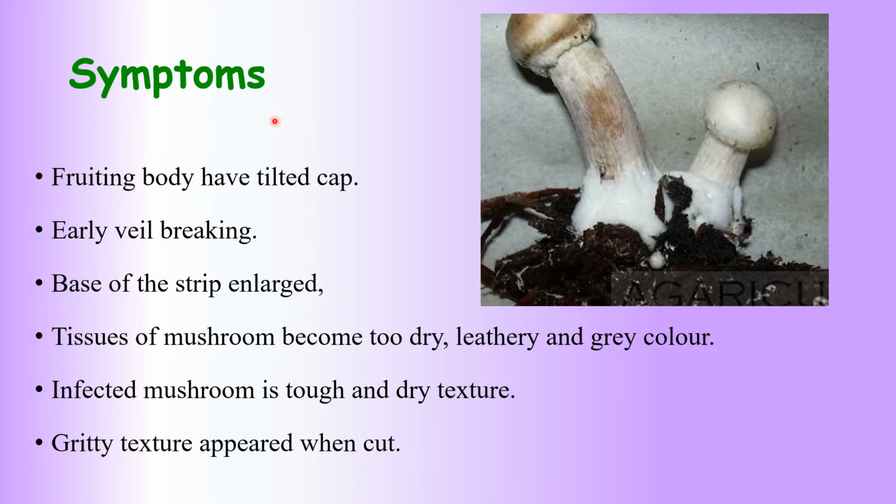And these are the symptoms of mummy disease. The fruiting body has a tilted cap, early veil breaking, and the base of the stipe is enlarged. The tissues of the mushroom become too dry, leathery and gray in color. The infected mushroom has a very tough and dry texture when we touch it, and it gives a gritty texture when we cut that mushroom.